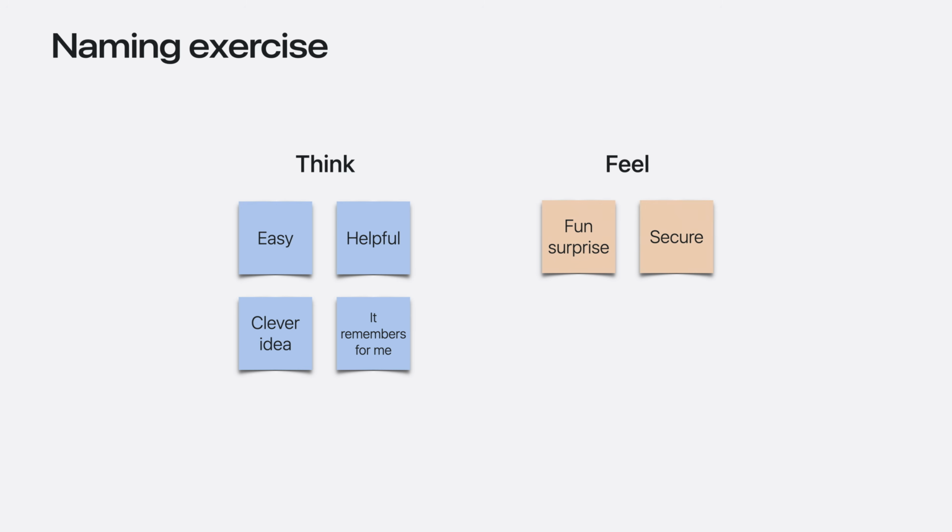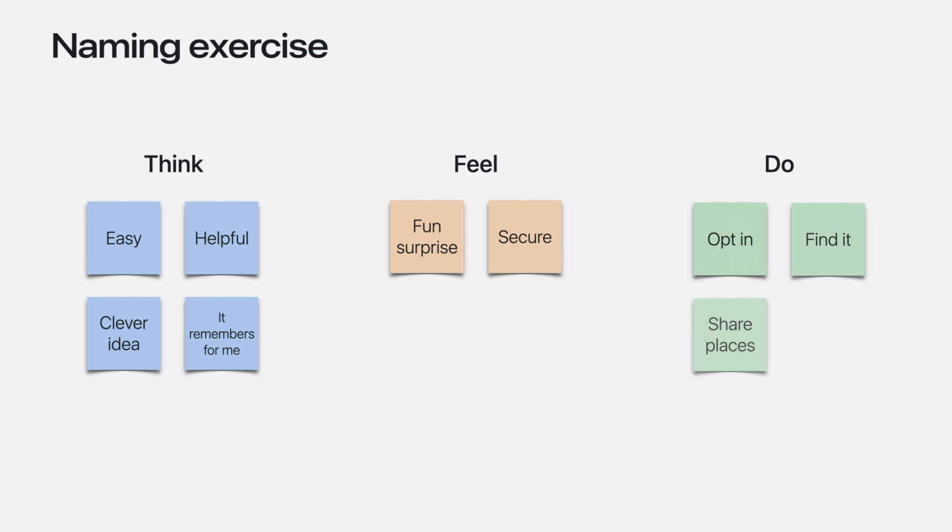Then move on to feel. What should people feel? Like when you find a place you couldn't remember the name of for the longest time. That can feel like a fun moment. And secure, knowing your places are private and encrypted. Both matter here. And finally, do. The team wants people to find this feature, use it, and share places with whomever they want. Now keep in mind that I'm only showing a few examples here. You might be surprised by how many you or your team actually come up with. More ideas are better here.